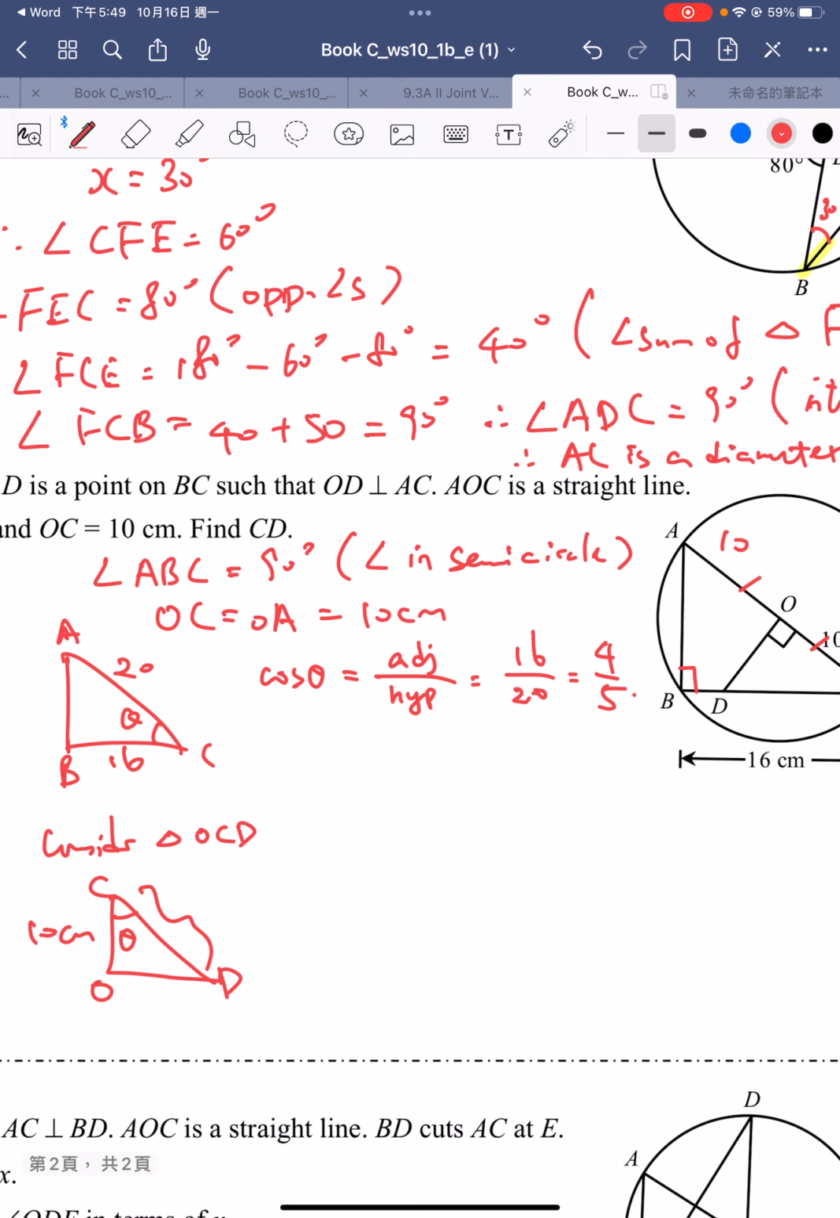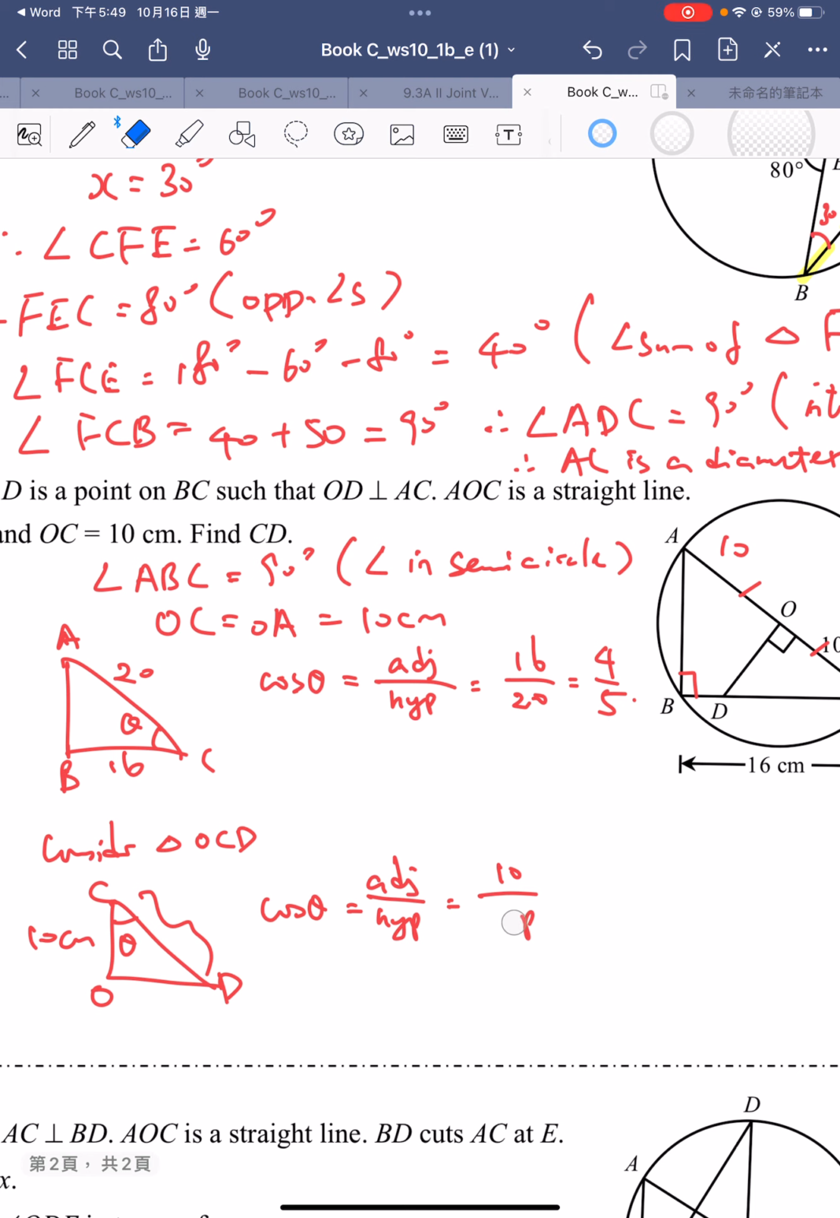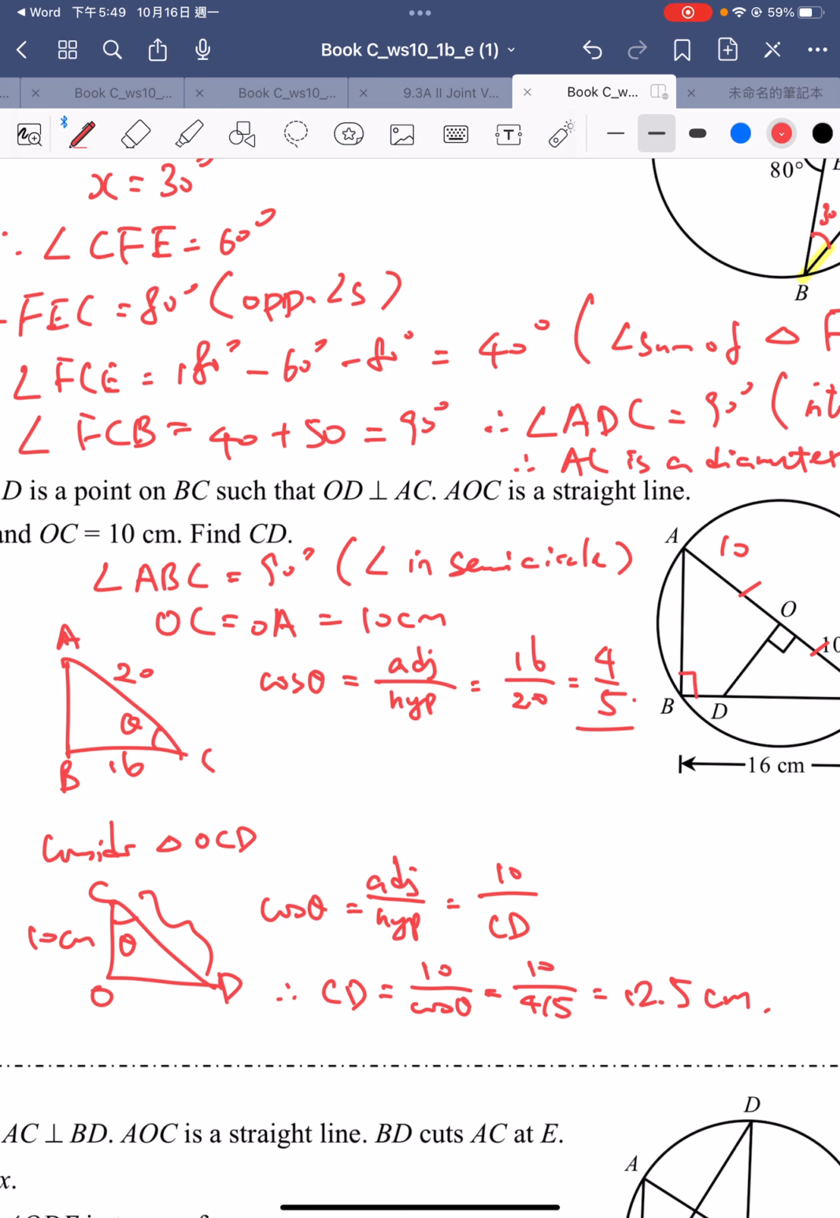So again, we can use cosine theta, it's going to be equal to the adjacent divided by the hypotenuse. So this is actually equal to 10 divided by the hypotenuse, which is CD. So the hypotenuse side this time is CD, so that we have CD is equal to 10 divided by cosine theta, where cosine theta is actually 4/5. So this is equal to 10 divided by 4/5, and using your calculator will give you 12.5 cm.